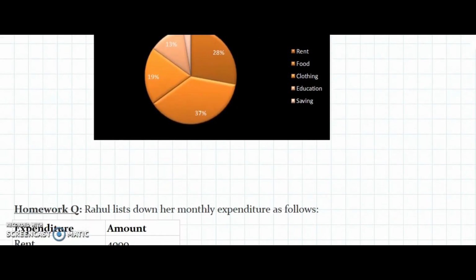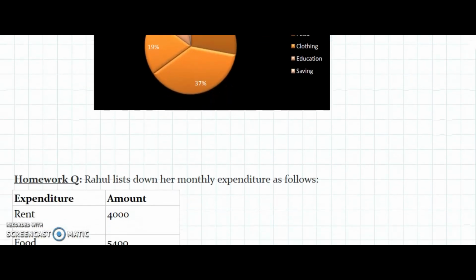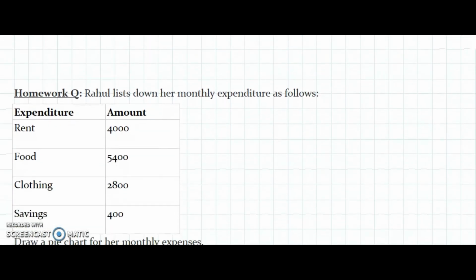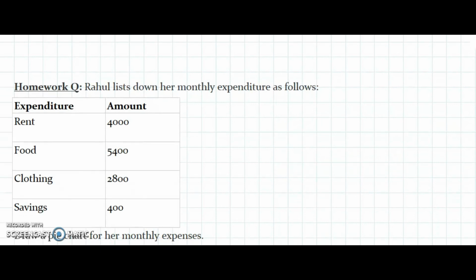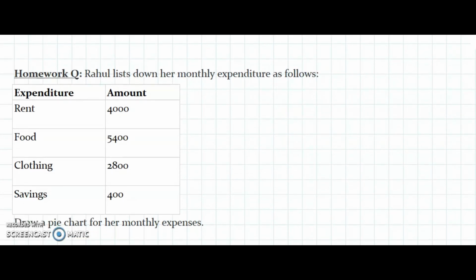So I'm just giving one homework to you. I have given a homework question. There's a student whose name is Rahul. List down his monthly expenditure, which is given as follows. His expenditure towards the rent is rupees 4,000, food is 5,400, clothing is 2,800. He's saving 400. That's very good, he's saving also something. So what you have to do is draw one pie chart of his monthly expenses. So here's one homework I am giving.